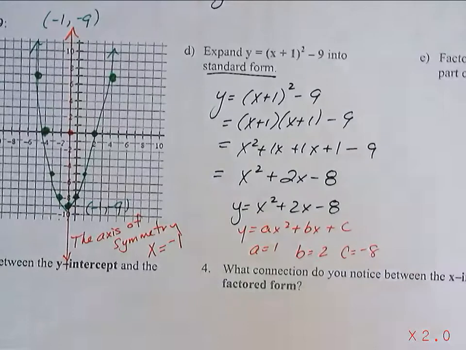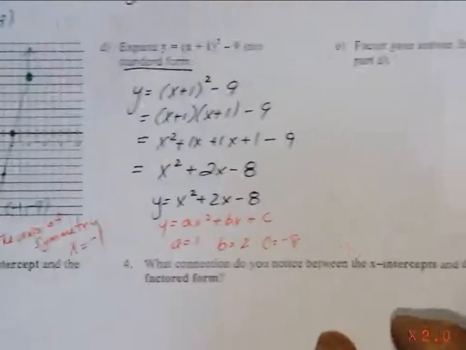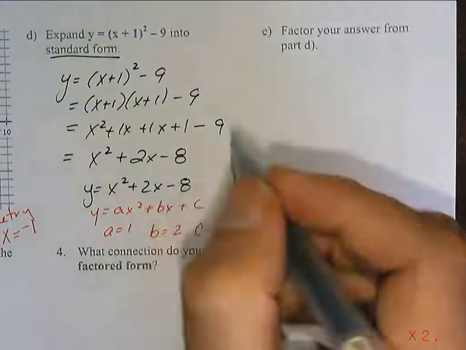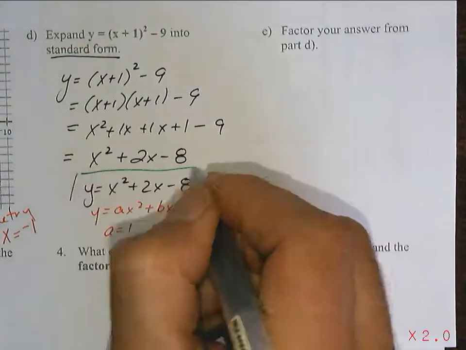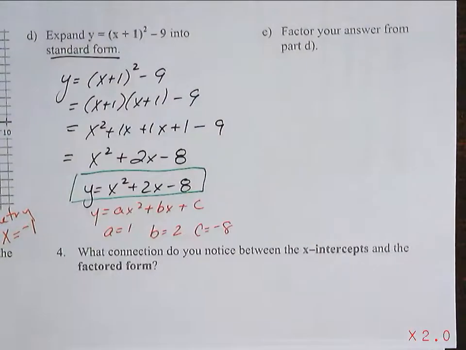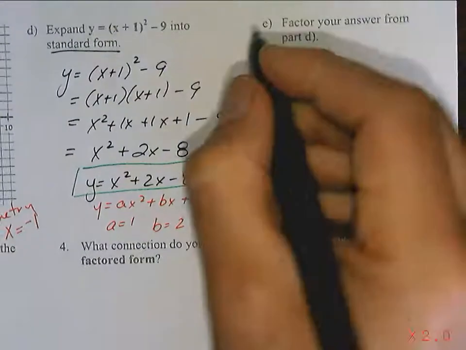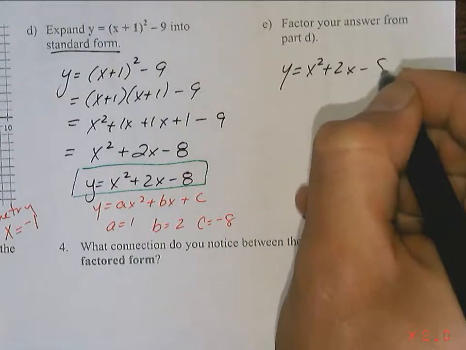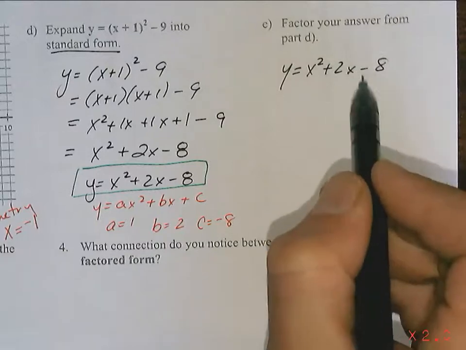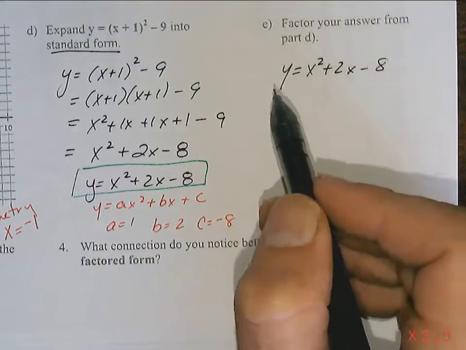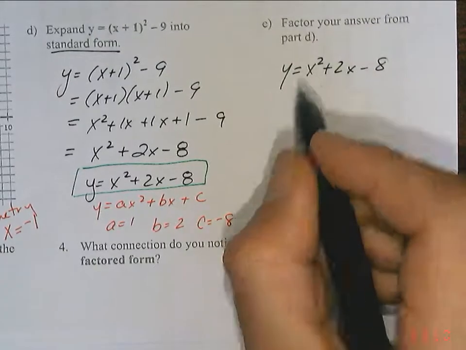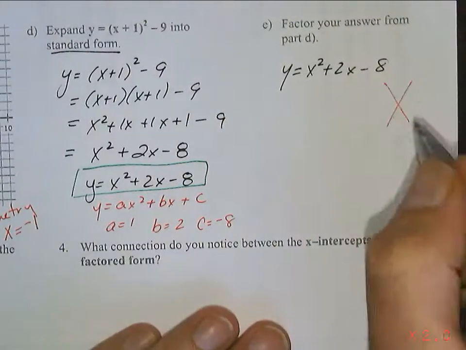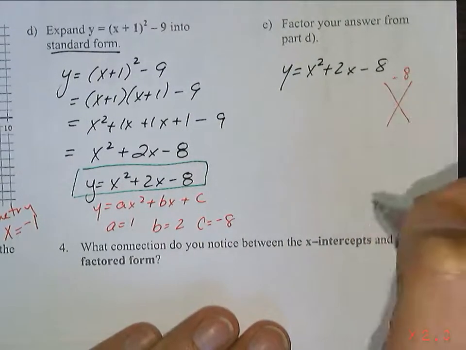The second part of this question is asking me to factor my answer from D. Okay, so first I got to find my answer. It's in here somewhere. Here it is. So, y equals x squared plus 2x minus 8. And I'm only factoring the right-hand side, right? The left-hand side still says y equals. We're not messing around with that. So, I'm looking for two numbers that multiply to give -8 and add to give 2.